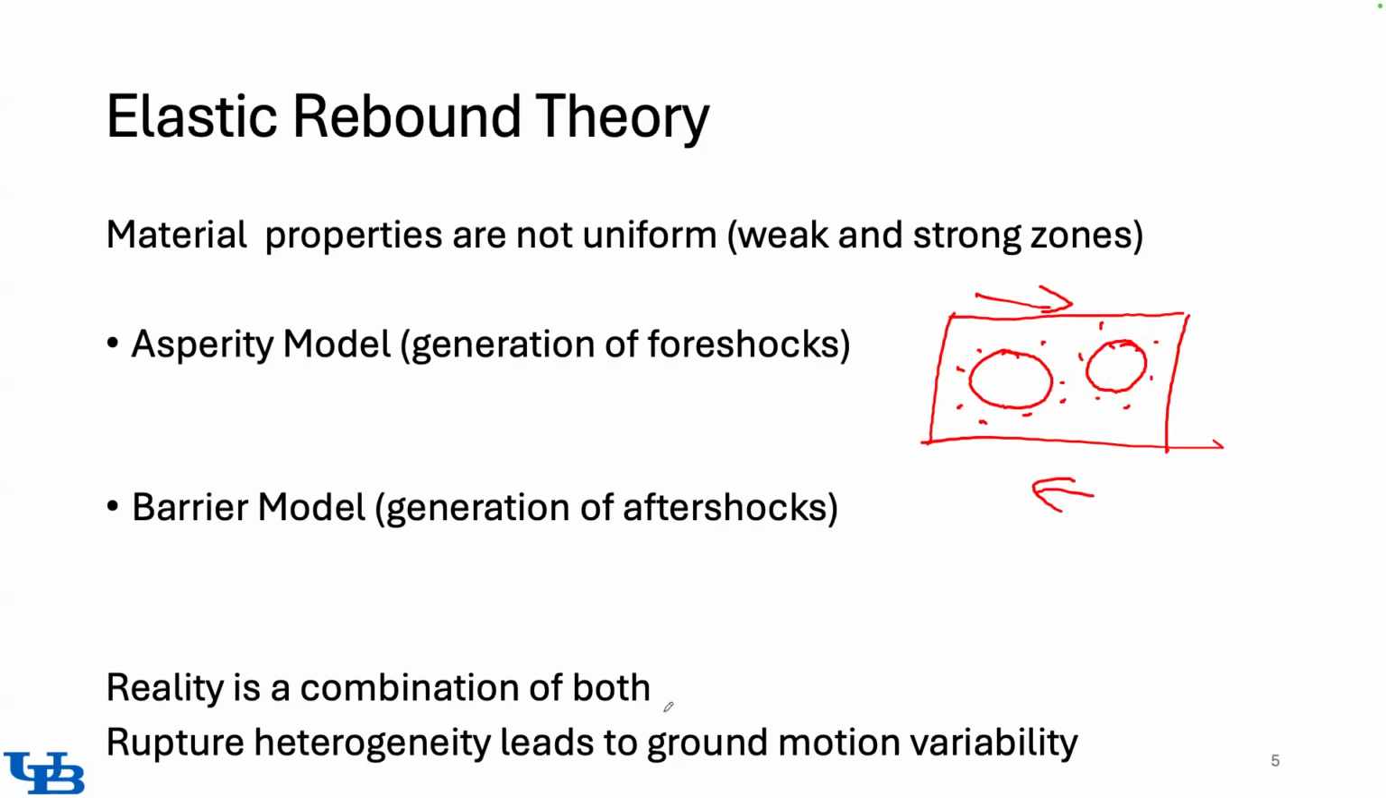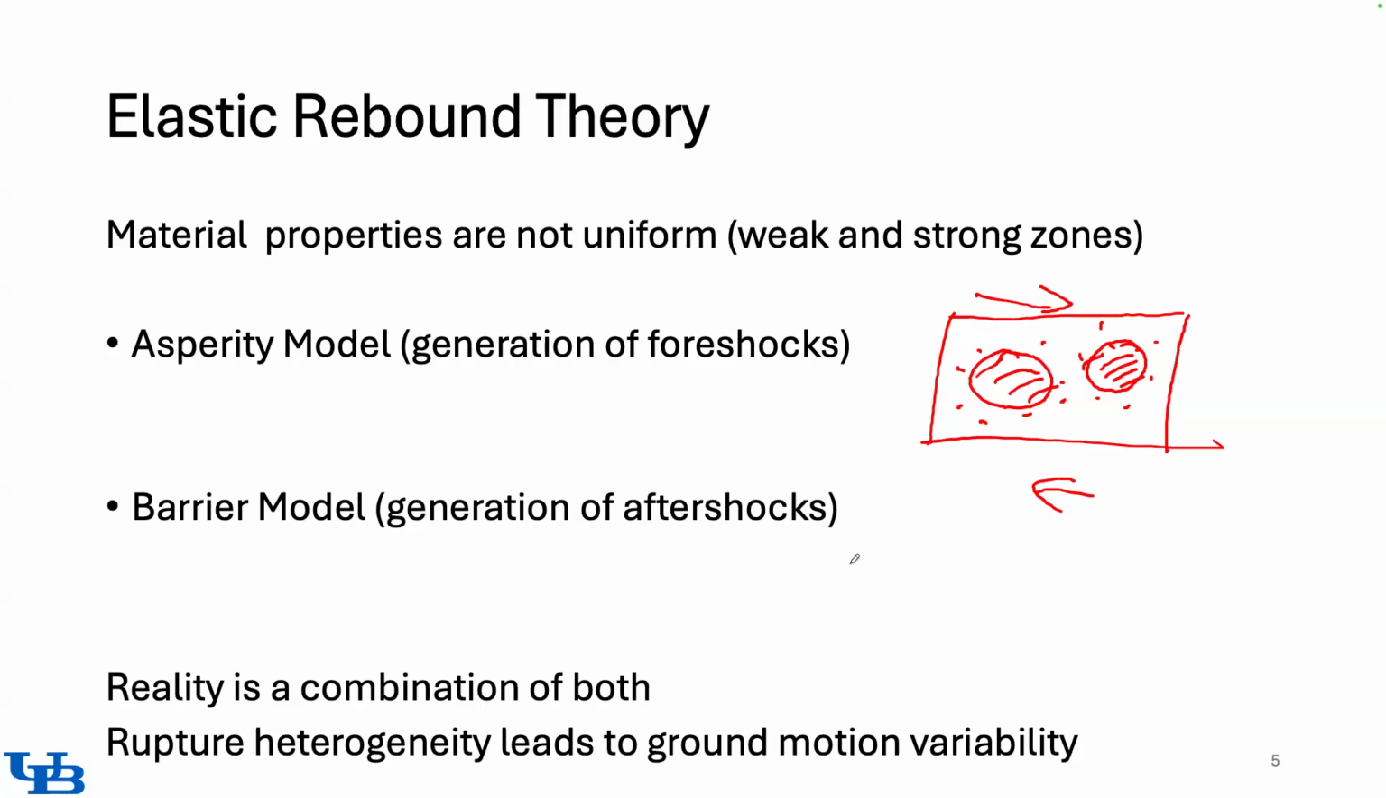And once all these aftershocks are released around our asperities, then it will continue loading these strong zones, and these will be the areas where we'll have our main shock. So this explains these smaller events as the foreshocks before the main earthquake.